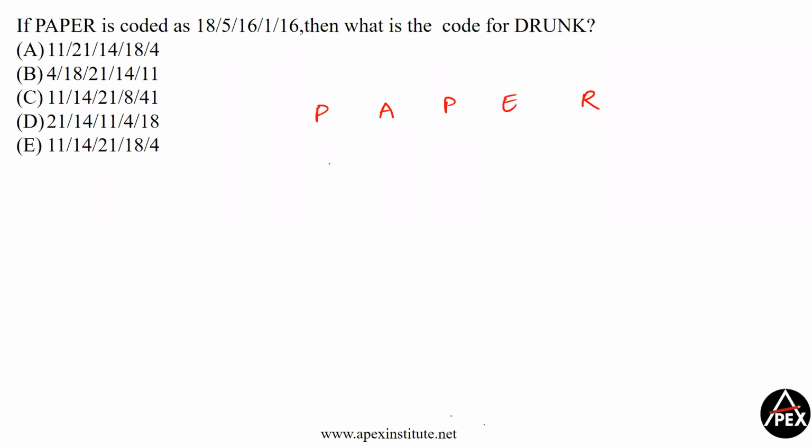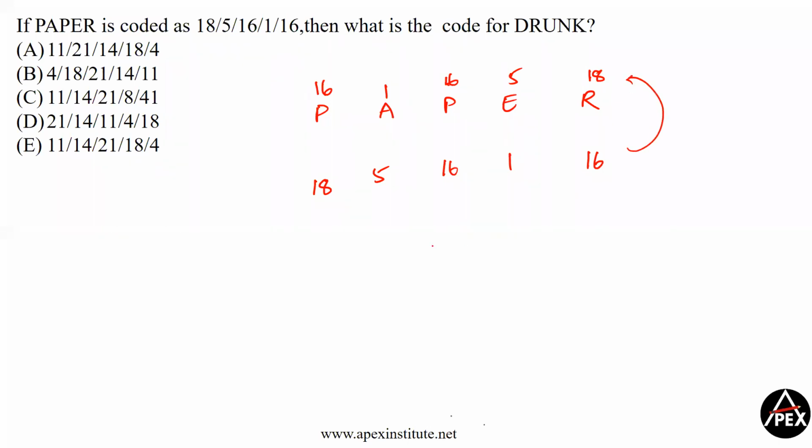If paper is coded as 18, 5, 16, 1 and 16. So for paper, the number for P is 16 and R is 18. Sorry, my bad. So P is 16 and R is 18. So what did you observe? 18, 5, 16, 1, 16 is nothing but the reverse of this.